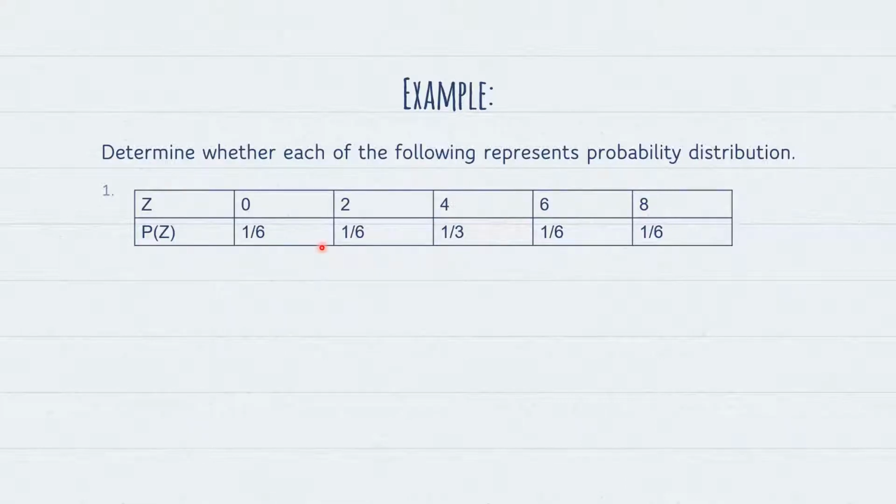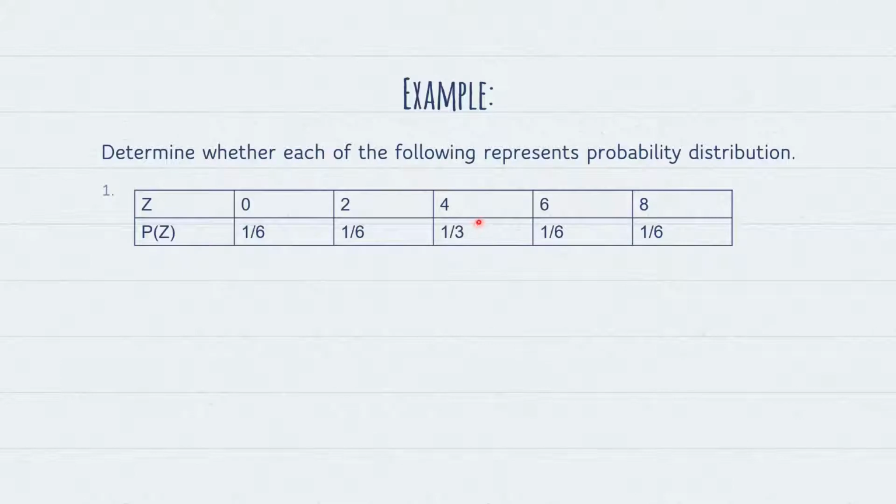But again, in determining, both conditions must be met. So for the second, the summation of the probabilities must always be equal to 1. So we have 1/6 plus 1/6 plus 1/3 plus 1/6 plus 1/6. The 1/6 terms are the same, so for the numerators, 1/6 plus 1/6 is 2 over 6, plus 1/6 is 3 over 6, plus 1/6 is 4 over 6.